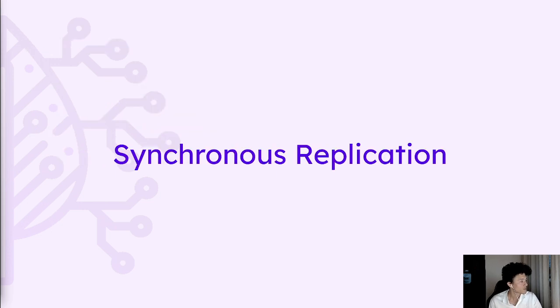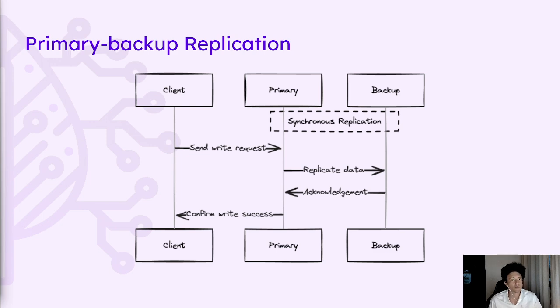So synchronous replication, what do we mean by this? Basically we're trying to have strict consistency in replication as well. We're trying to keep replicas consistent at all times. One way to do that is primary-backup replication, or leader-follower replication. In this case, the backup is guaranteed to have the latest version of data at all times. So consistency is guaranteed here. We're talking about strict consistency.